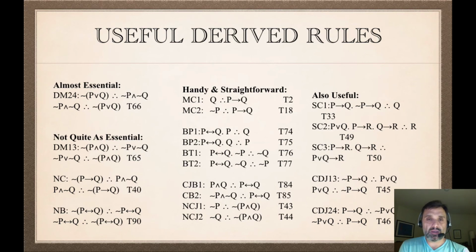MC is helpful because it lets us infer a conditional. If you have Q or not P, you can infer the conditional. The BP and BT rules are very, very easily derivable, and they just make using biconditionals easier. If you have a biconditional and you have one side, you can just directly infer the other without going through the component conditionals. And again, if you have the biconditional and you have the negation of one side, you can infer the negation of the other. And then there are other rules. The CJB and NCJ rules are easy to get. They're very straightforward. The separation of cases, the SC rules, and the CDJ rules are also useful and can be handy at times.